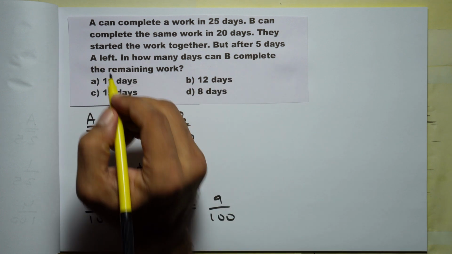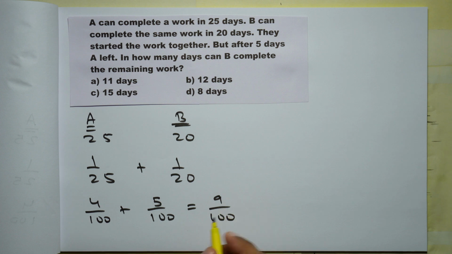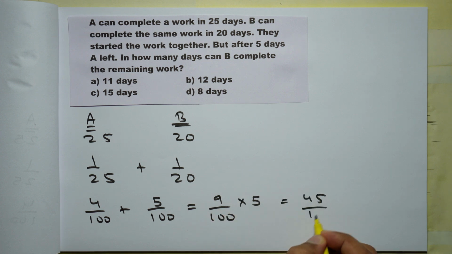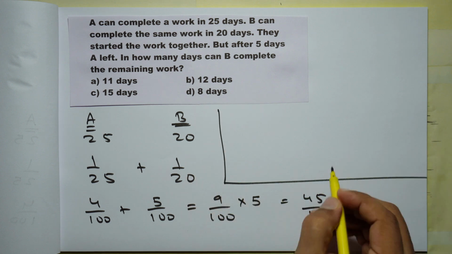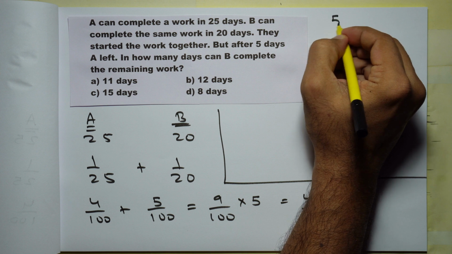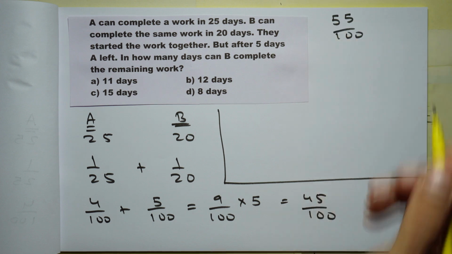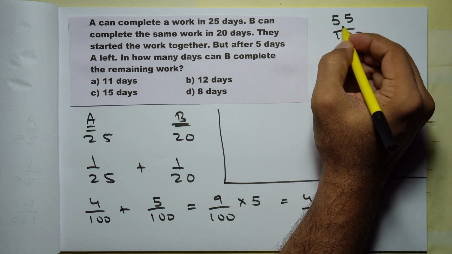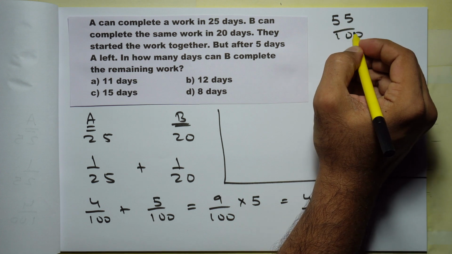After 5 days A left. So for the first 5 days both A and B are working. Every day they will do 9 by 100th of the work. Like that for 5 days. So 9 into 5, altogether 45 by 100th of the work will be done by A and B in the first 5 days. So remaining part will be 55 by 100. That is, 45 by 100th of the work has been done. So remaining work that is yet to be done is 55 by 100.